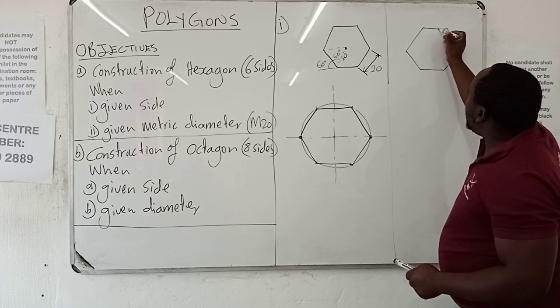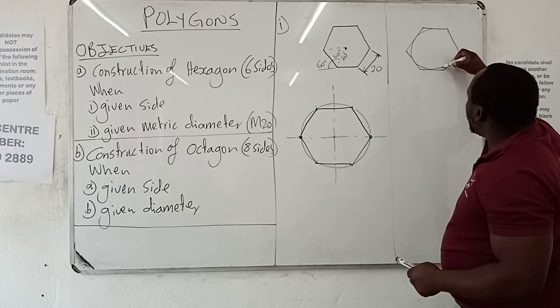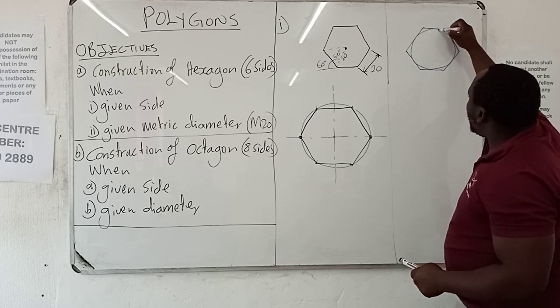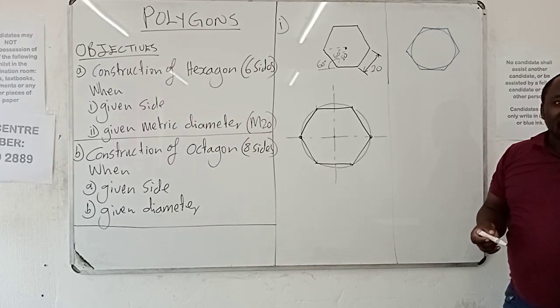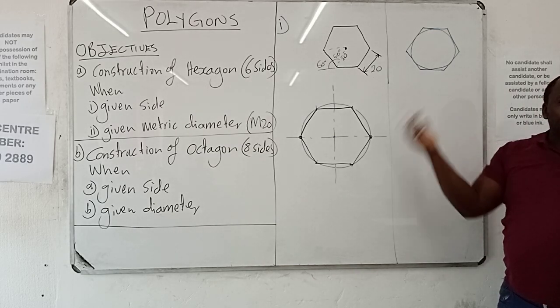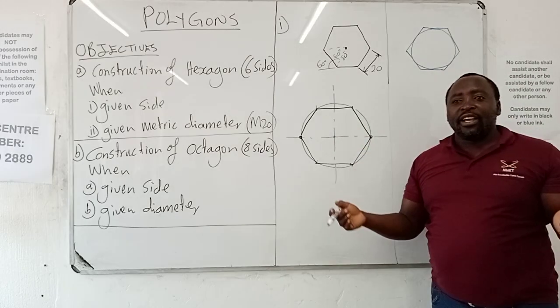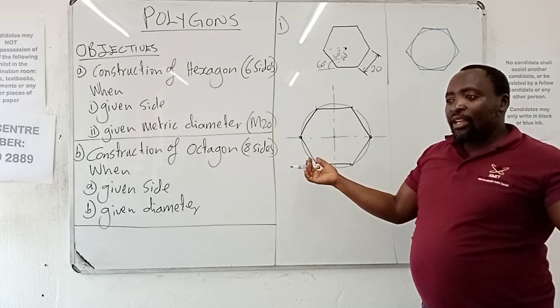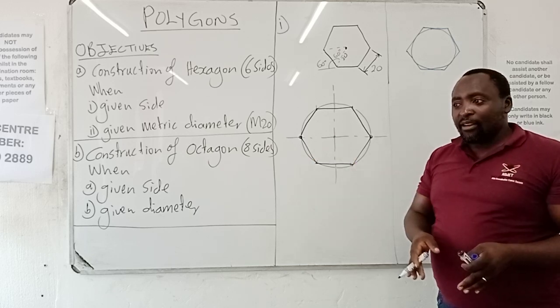Then the circle is what? The circle is inscribed inside the hexagon. The hexagon is circumscribed outside the circle. Here the circle is circumscribed outside the hexagon. The hexagon is inscribed in the circle.